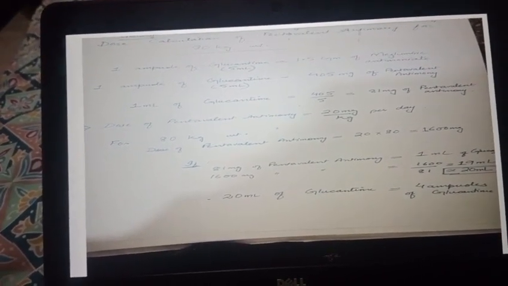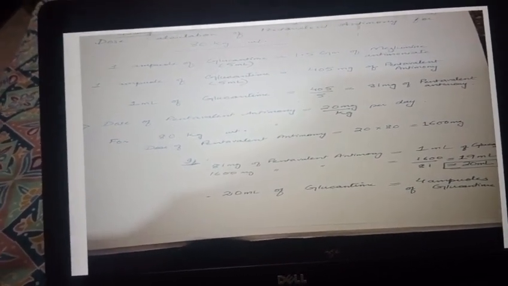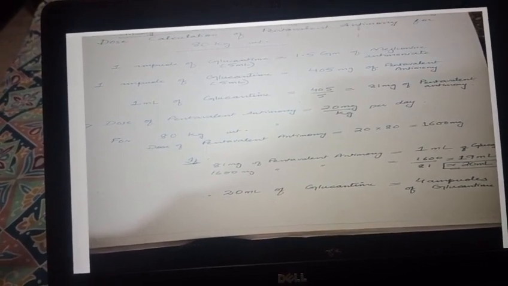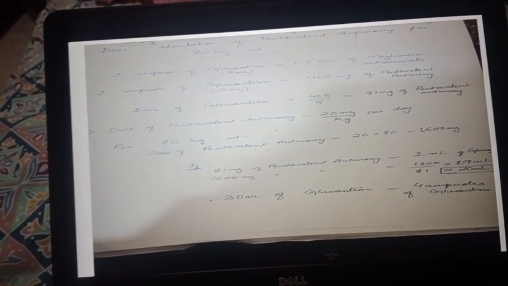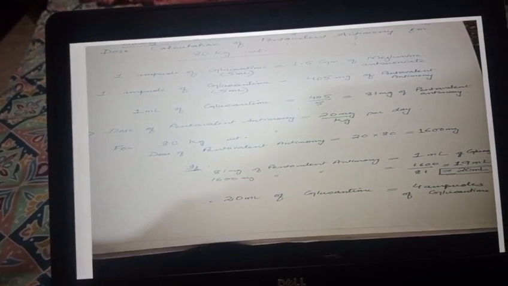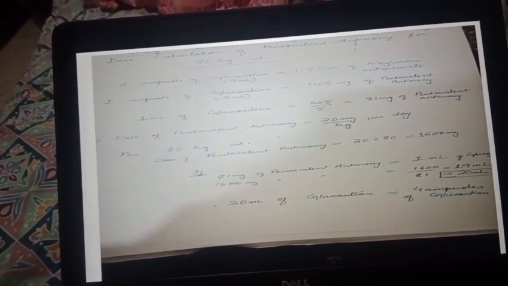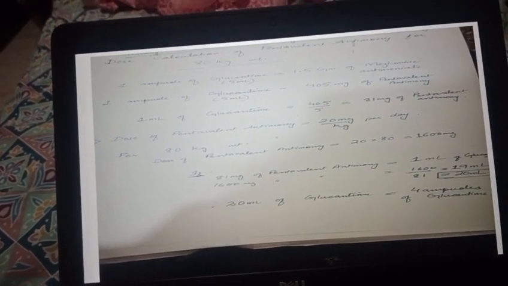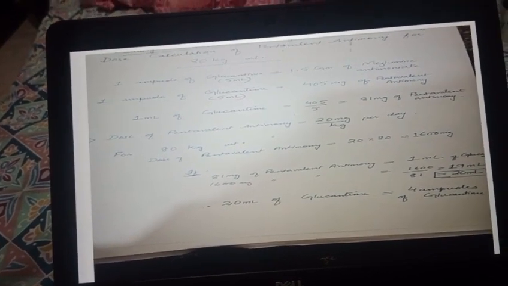Now, how do we calculate the dose of Glucantime? For example, we have to calculate for an 80 kg man. One ampule of Glucantime is equal to 1.5 gram of meglumine. As I've already told, it contains 0.405 gram, that is 405 mg, of pentavalent antimony in 5 ml. To calculate for 1 ml, 405 divided by 5, we get 81 mg of pentavalent antimony in 1 ml of Glucantime.